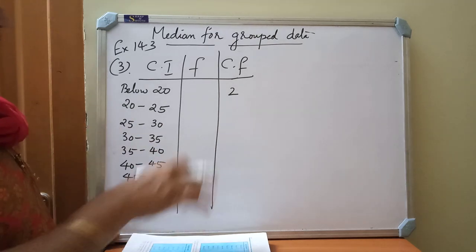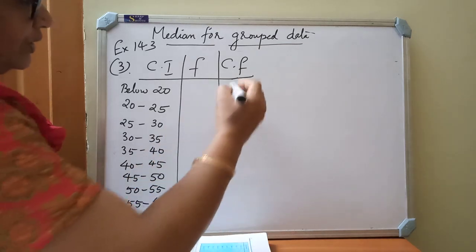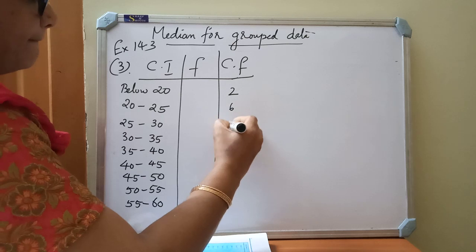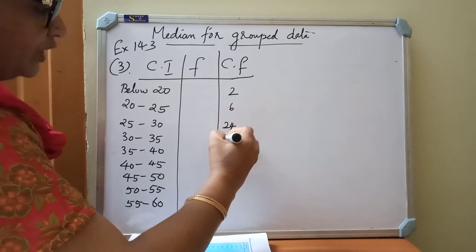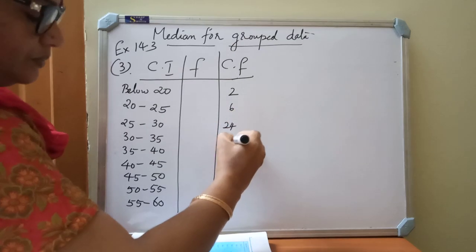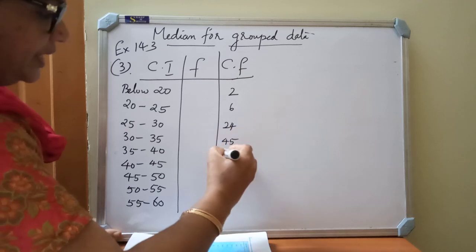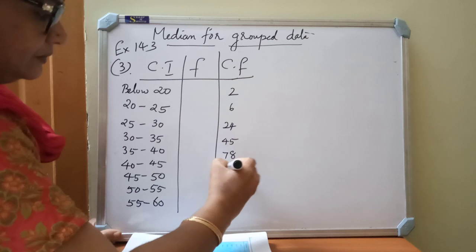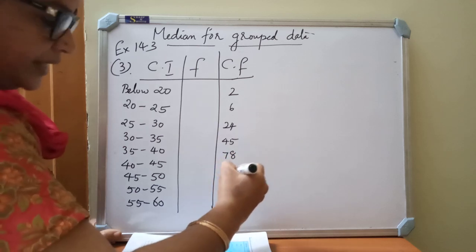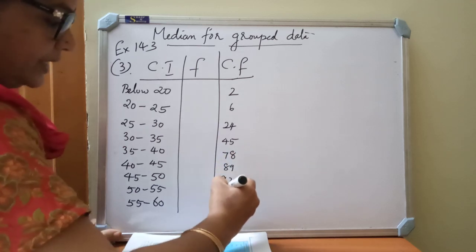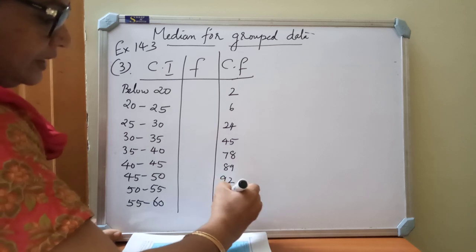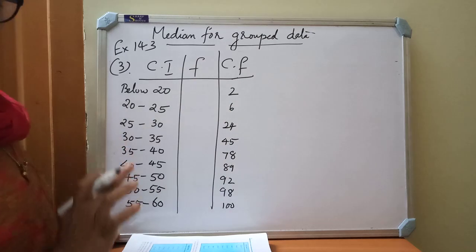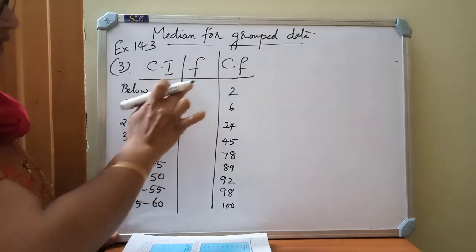Then I am writing next to it the cumulative frequencies: 2, 6, then 24, 45, 78, 89, 92, 98, 100. Then see children, cumulative frequency only is given. So first we must find out the frequency.